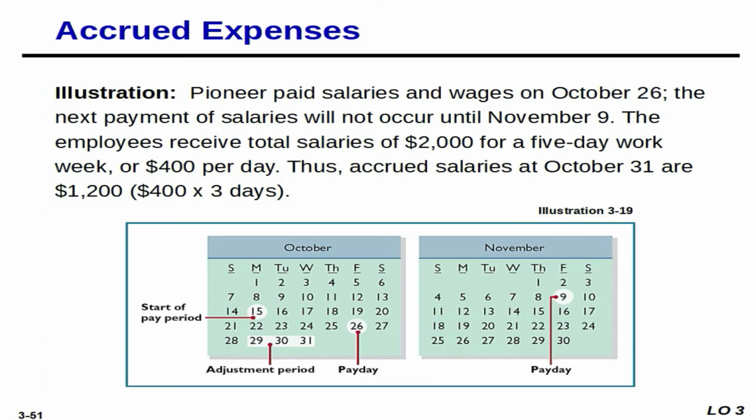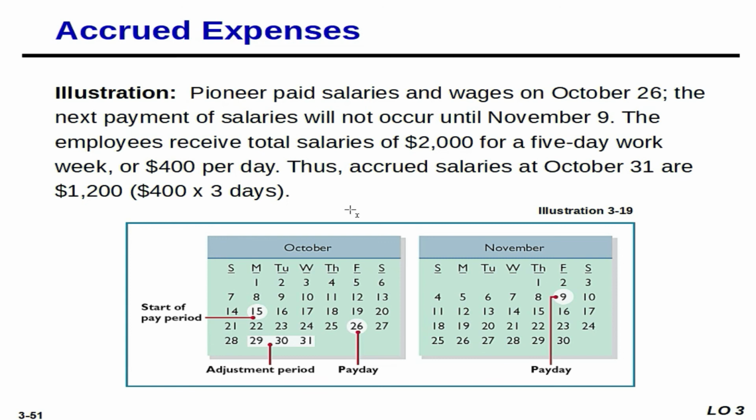Anyways, another accrued expense is wages. This is a popular one, and this is one of the other confusing ones, if you don't take your time and just understand it once. Okay, so Pioneer paid salaries and wages on October 26th. The next payment of salaries will not occur until November 9th.